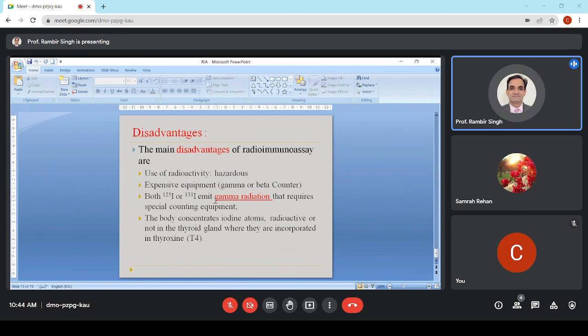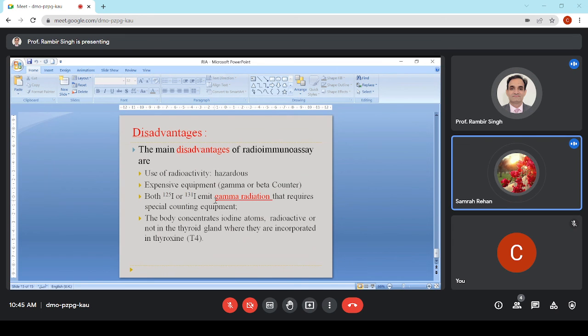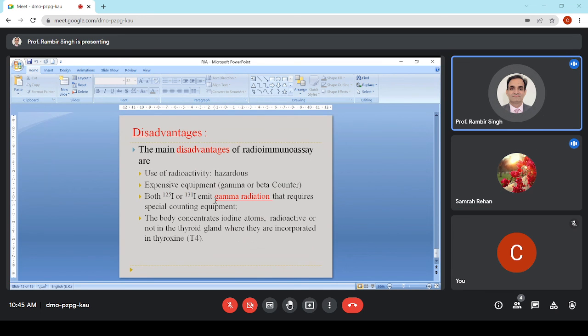The use of radioactivity is hazardous. You cannot use RIA in a routine laboratory setup. For ELISA, you go to a small diagnostic lab in any city, and in a small room they are keeping an ELISA setup and doing ELISA. But RIA cannot be done like this because we need a sophisticated laboratory having radiation protection capability to run RIA.